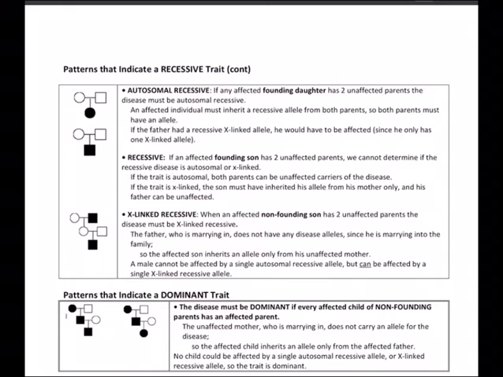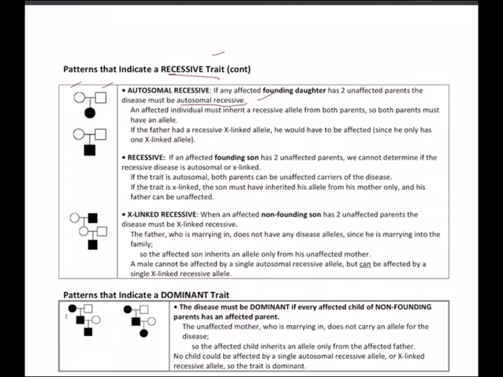Autosomal recessive. Patterns that indicate a recessive trait. We are continuing. Autosomal. If the affected founding daughter has 2 unaffected parents, the disease must be autosomal recessive. So unaffected parents and an affected daughter. An affected individual must inherit a recessive allele from both the parents. So both the parents must have an allele. If the father had a recessive X-linked allele, he would have to be affected since he only has one X-linked allele.